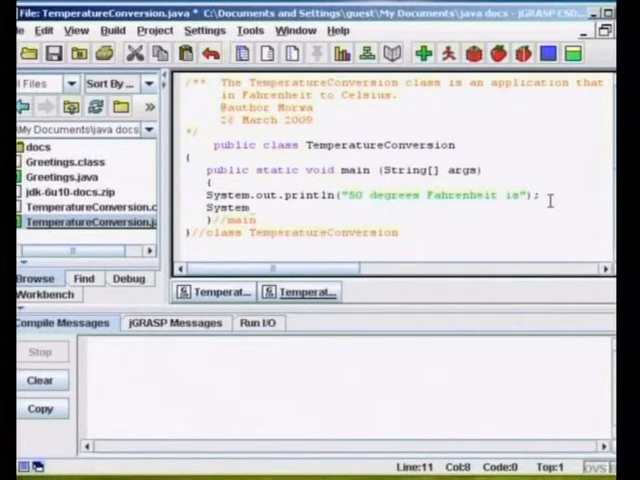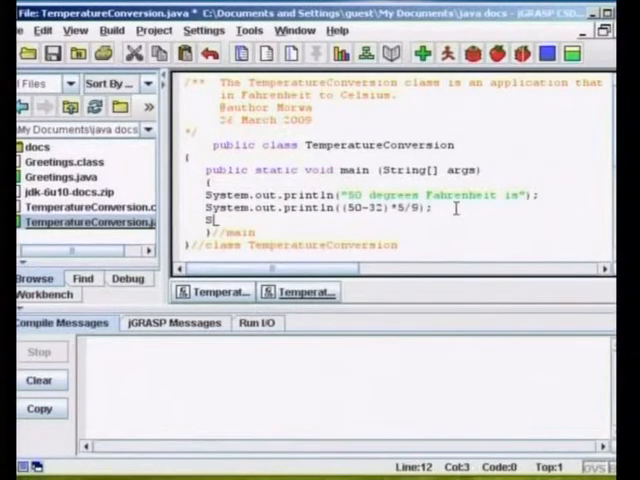On the next line, type System.out.println, open round bracket. Now type in the expression that calculates the temperature in degrees Celsius. And close the round brackets and add a semicolon. Now, add another System.out.println statement that will output a space and degrees Celsius.